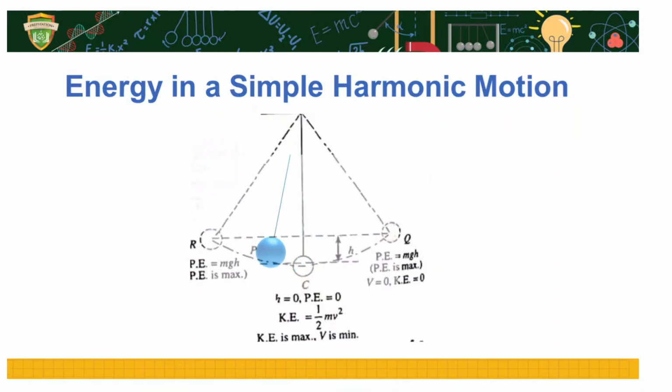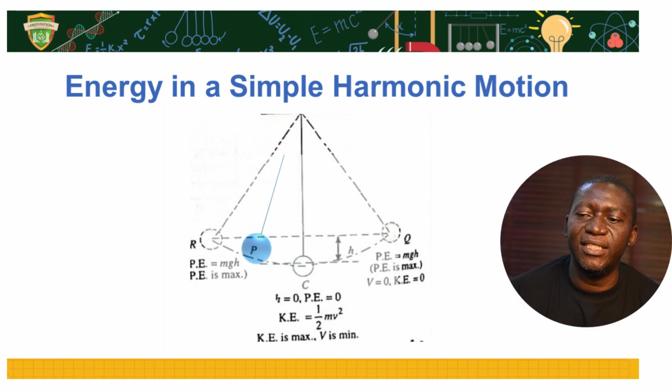So let's look at the energy transformation that happens in a simple harmonic motion. Now, if you look at the diagram that has been displayed on the board, you can see that a bulb has been displaced from its equilibrium position, and the positions are at position P and position Q, and then it passes through position C, which is its equilibrium position. Now, at the 2 extreme positions, which are positions P and Q, you have your maximum potential energies at those points, while at the equilibrium position, you have its maximum kinetic energy.